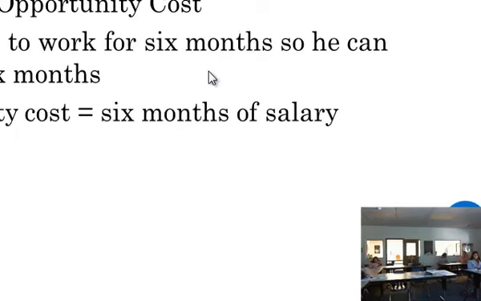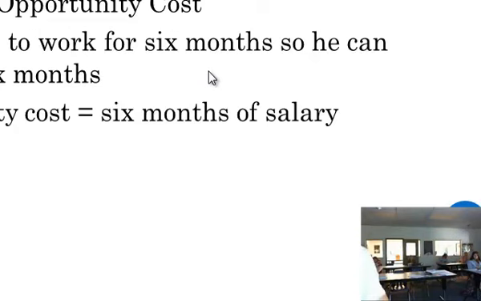Opportunity cost is the value of the next best thing. An example of opportunity cost is Dan choosing to work for 6 months so that he can travel for 6 months. So he is giving up 6 months of travel or 6 months of salary so that he can travel. Does that make sense? So you always have an opportunity cost.